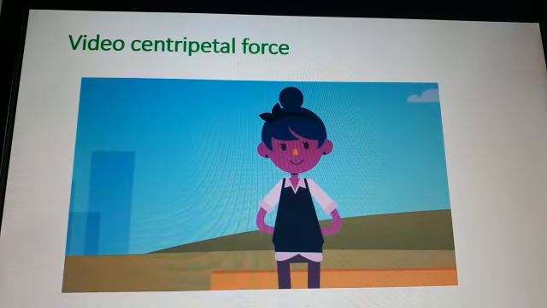Now in this slide you have to watch a video of just one point something minutes about centripetal force. Watch this clearly.